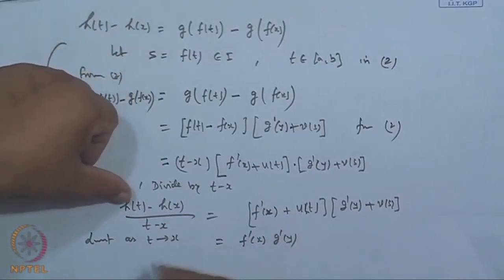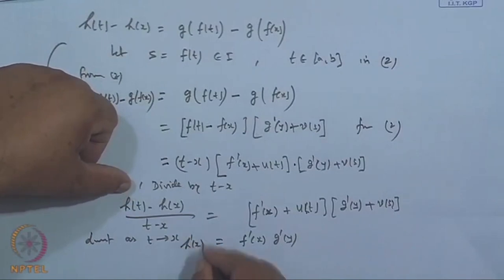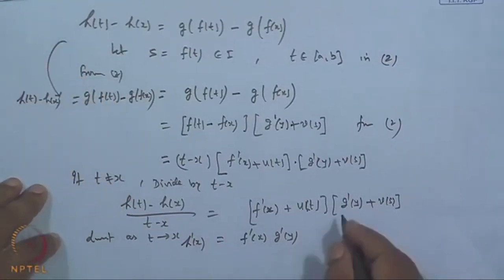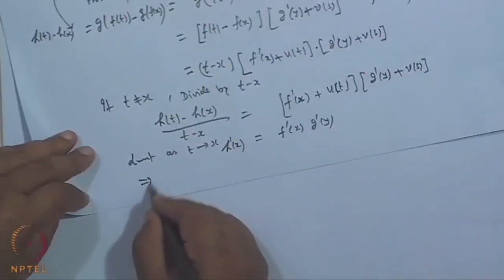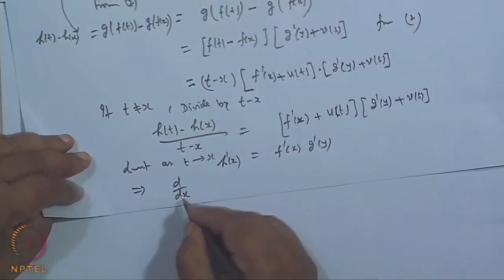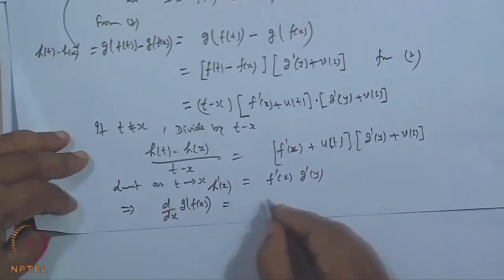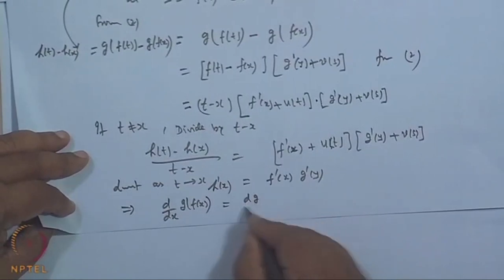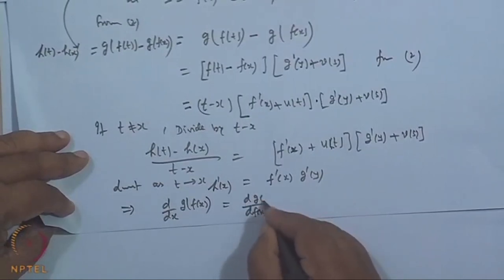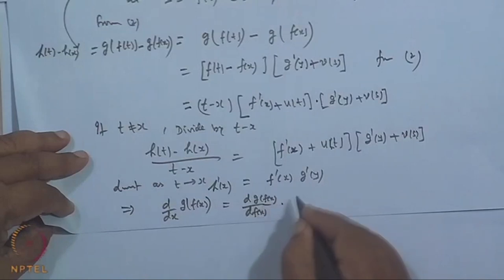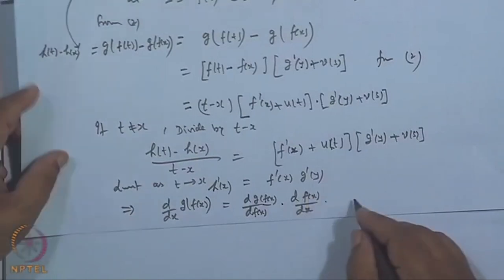And the left hand side is nothing but the derivative of the function at a point x. So, this implies that the derivative of this composite function g of f x with respect to x is the derivative of g with respect to f x, then derivative of f x with respect to x. That is what it shows. So, this proves the result. So, this composite function is very much helpful in getting the product.